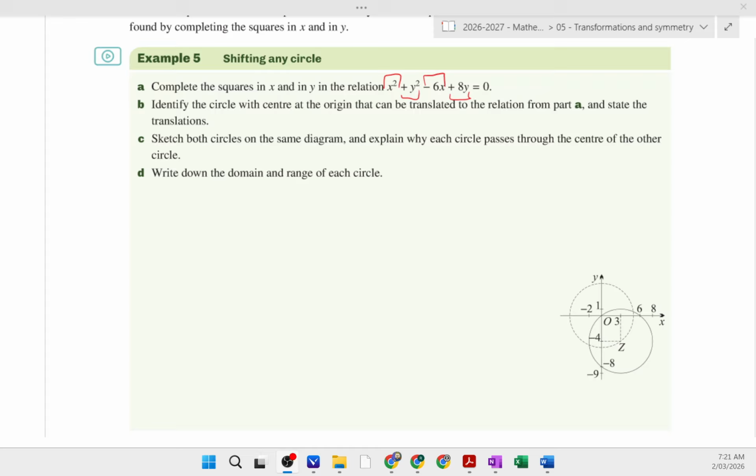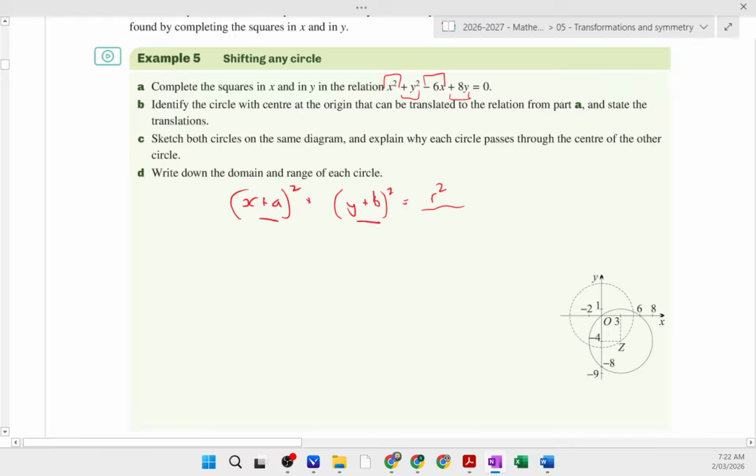Okay, guys, looking at question 5 here, example 5, we're looking at shifting any circle. So what we've got is the form of a circle: x squared plus y squared equals r squared. But here we've got the x squared and a minus 6x, and a y squared and a plus 8y. What we're going to do is complete the square. If we complete the square, we end up with x plus a all squared, and we do the same with the y. We're going to end up with y plus b all squared, and some number there, which let's call r squared. If we complete the squares, we're going to get the center of the circle as well as the radius of the circle. So that's what we're doing this for.